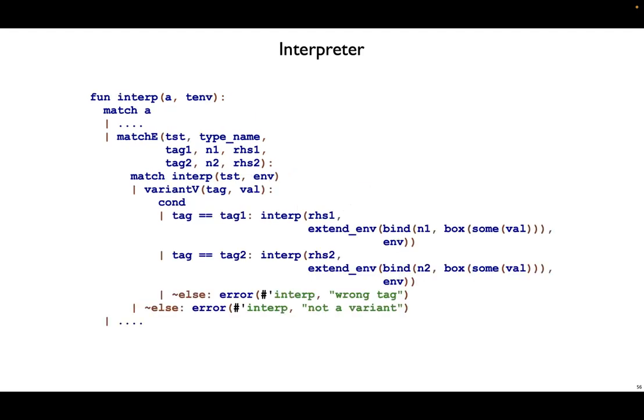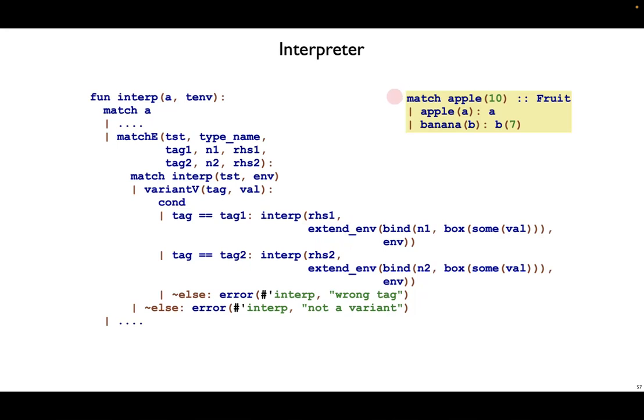For match, we have a bit more work to do. To implement a match e, of course, we'll use split's match. Match on the result of interpreting that test expression. This expression needs to give us a variant, otherwise we'll raise an error. And if it is a variant, we check whether the tag that we have is equal to tag 1 or tag 2. That tells us which body expression to evaluate, right-hand side number 1 or right-hand side number 2. And whenever we interpret those, we make sure that we extend the environment to bind the match variable.